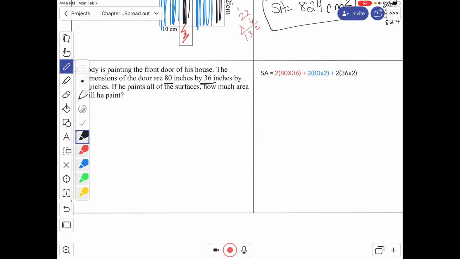Now let's work it out. 80 times 36. You're working it on your paper.